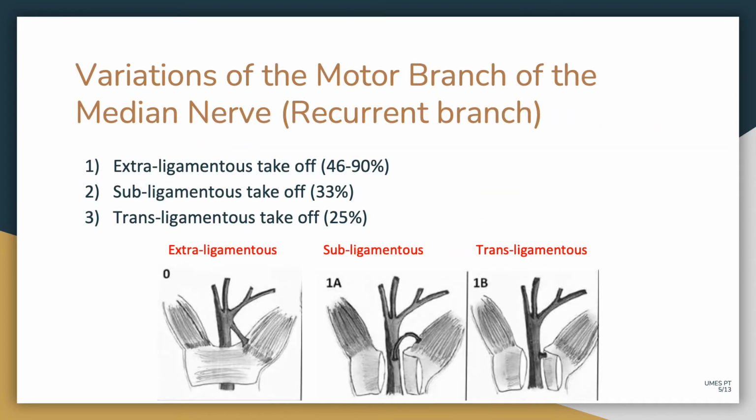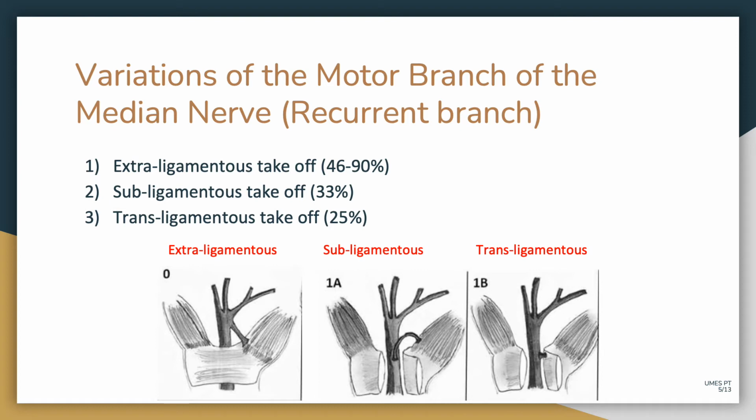So here we will talk about the variations of the motor branch of the median nerve. We have three of these variations that we will be talking about. The first is the most common, the extraligamentous takeoff, happening in about 46 to 90% of the population. We could see this in the picture to the left, where the motor branch arises from the median nerve distal to the transverse carpal ligament on the radial side.